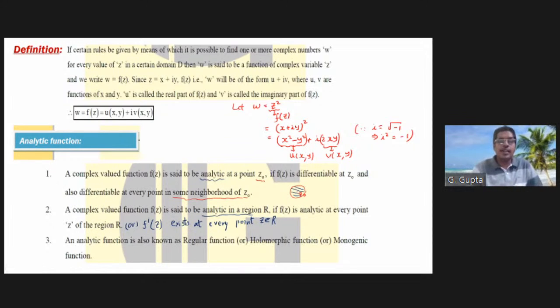Now, other names for an analytic function are regular function, holomorphic function or monogenic function. So they can ask the question, find the analytic function, or instead of analytic function they can use other names like regular function, etc. Okay, please remember. So moving to the next slide.